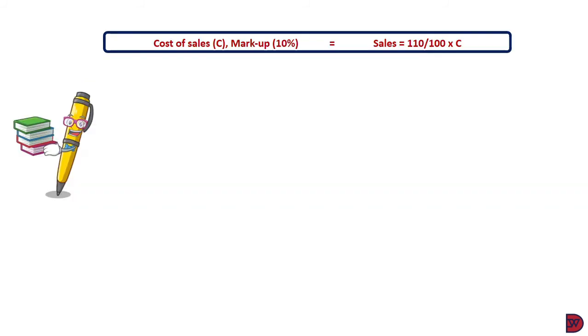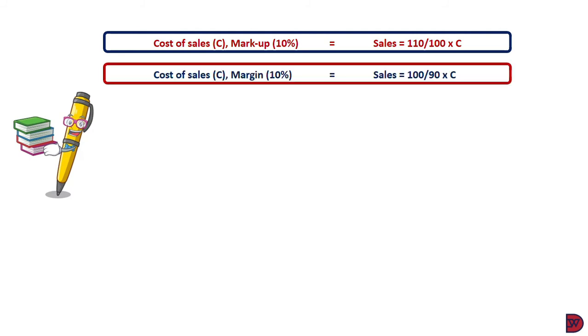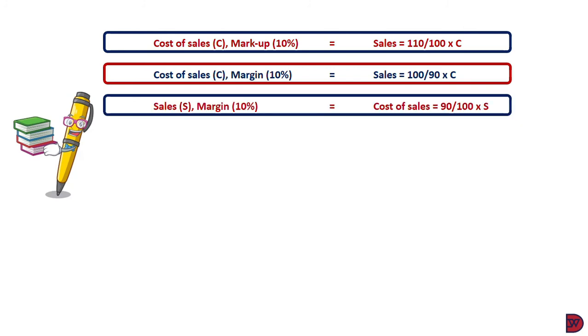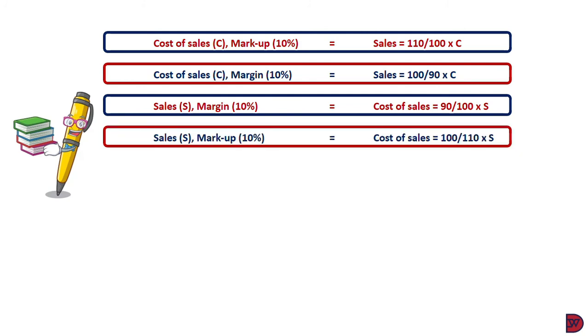When you have cost of sales and you have markup, you can just find the sales by dividing 110 by 100 times the cost. When you have costs and you're given the margin, finding sales will be 100 over 90 times C. When you have sales and you have margin, to find cost of sales, it will be 90 over 100 times S. When you have sales and you have markup, the base will now be the cost. So to find cost of sales, it will be 100 over the 110 times the sales.